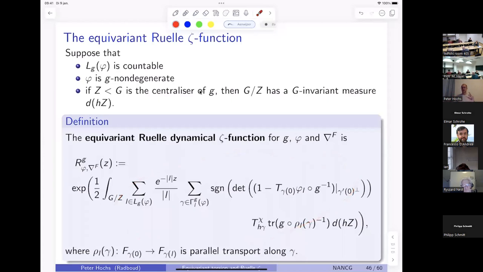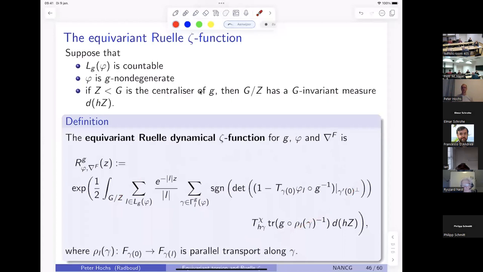So if you have a map from a manifold to itself, a diffeomorphism, from that you can construct a flow on the manifold times the real numbers. And the Ruelle zeta function for that flow gives you back the Lefschetz number. So in that sense, your comment is right that this is some kind of version of a Lefschetz number.